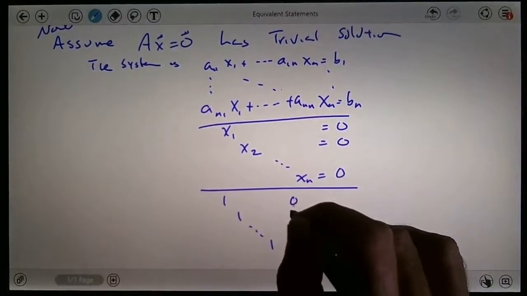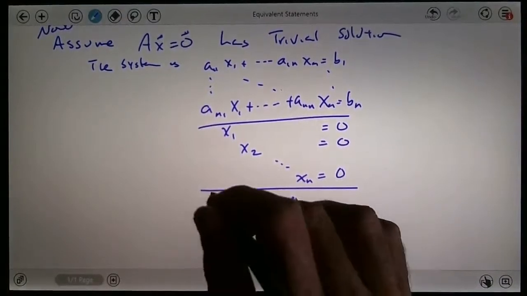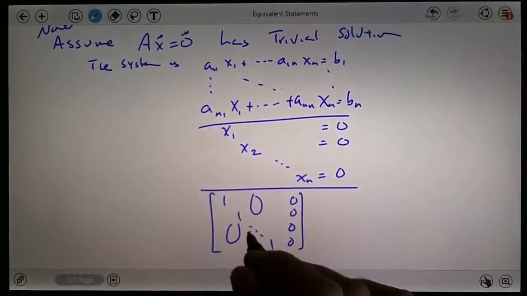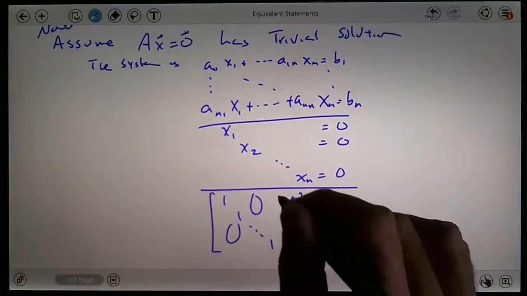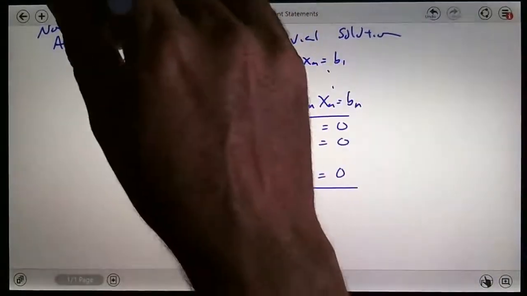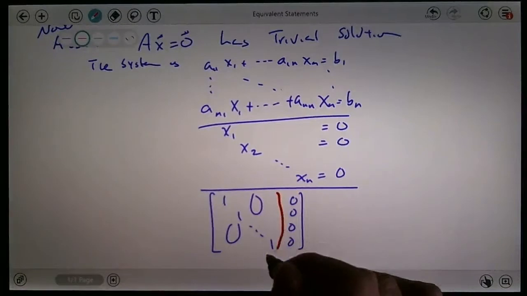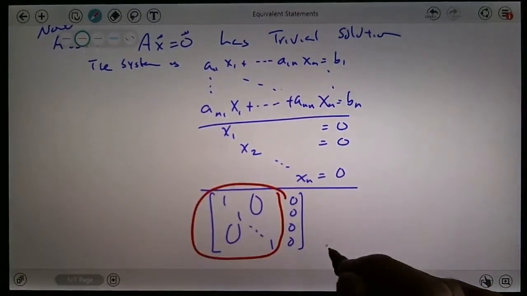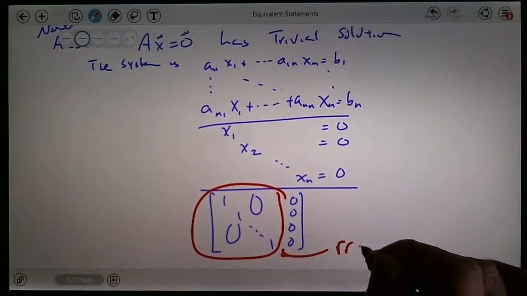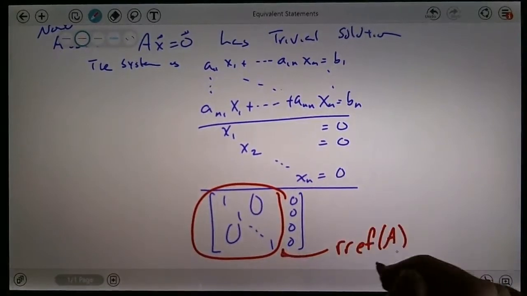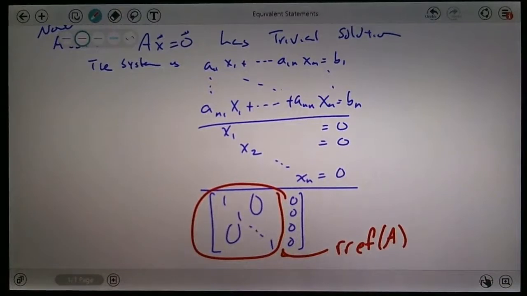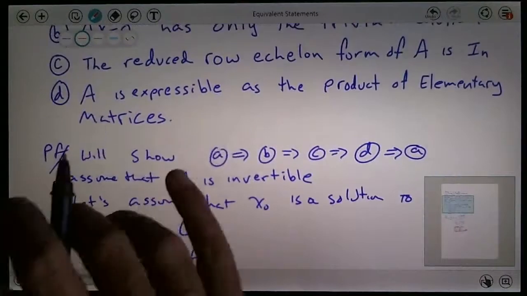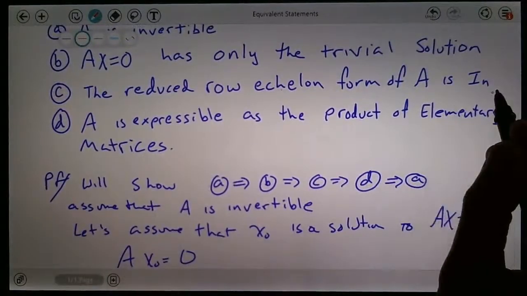Ones down here, zeros in this last column, and zeros everywhere else here, right? So this is the reduced row echelon form of the augmented matrix. Notice just this part here would be the reduced row echelon form of A. Would be just that part right there. And that is part C of my theorem, right? So that the reduced row echelon form is I_N.